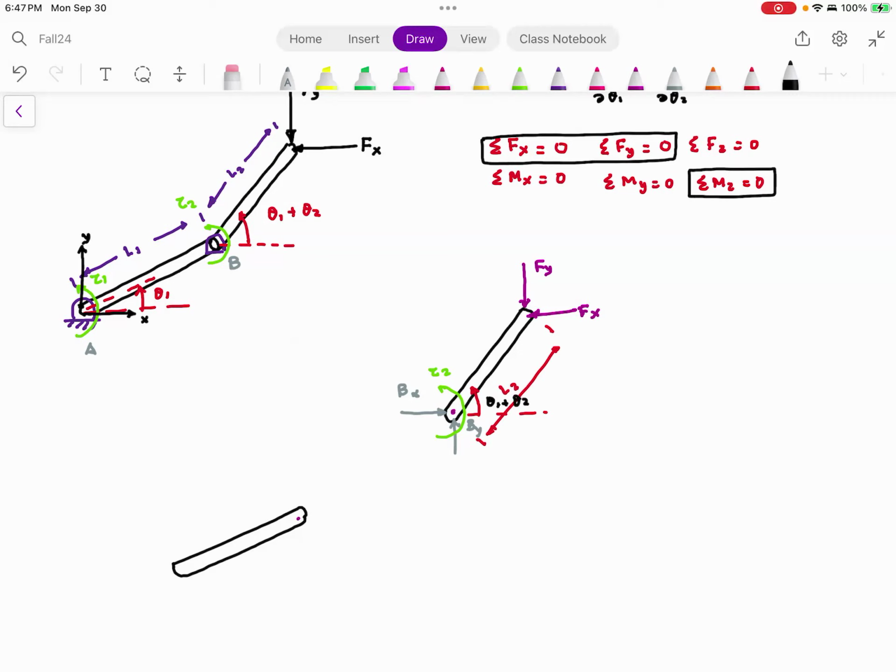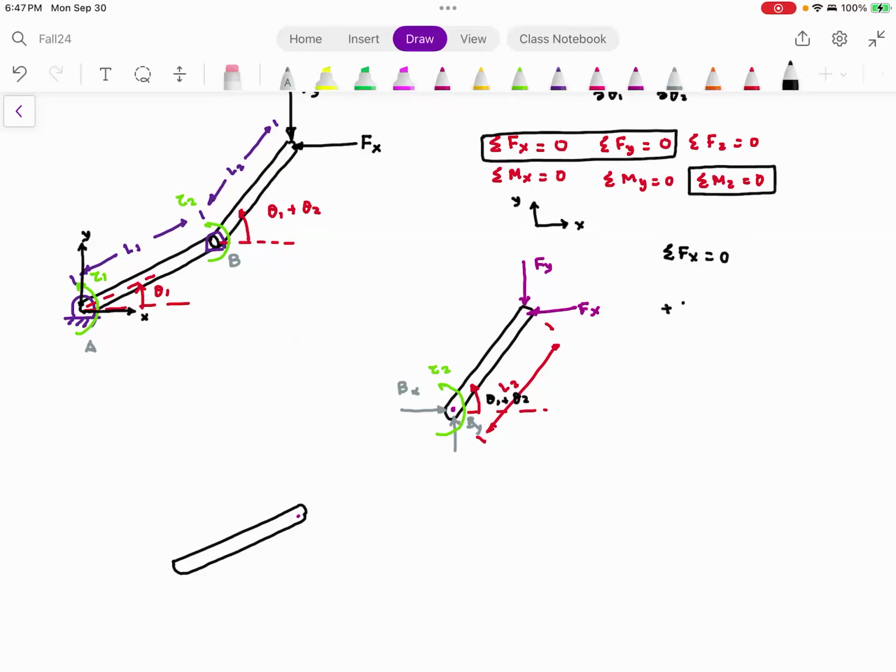And I'm going to apply summation of forces in the x direction is equal to 0. In the x direction, for my coordinate reference, this is my positive x, this is my positive y. So as you can see here, I have plus Bx minus Fx is equal to 0. So that gives me Bx is equal to Fx. Are you with me? That is the free body diagram. Since I freed the hinge, the reaction forces Bx and By came into existence.